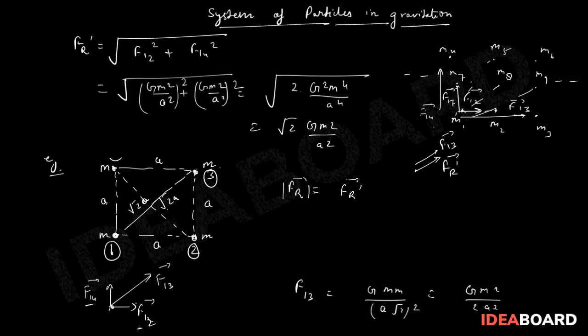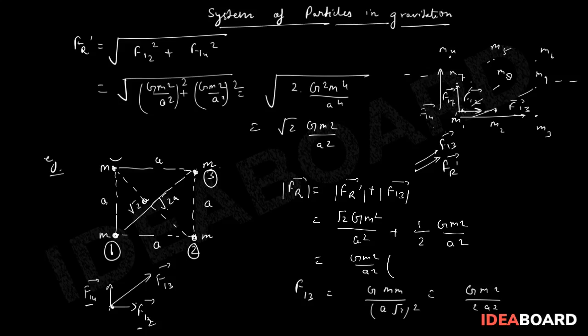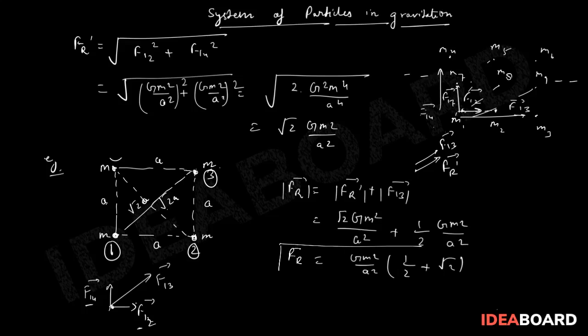So F resultant is F12 plus F13, and then we can directly add the mods. So this will be how much: Gm² root 2 Gm² upon a² plus 1 upon 2 Gm² upon a². So Gm² upon a² is common, and 1 upon 2 plus root 2 is the net force on the particle 1. Clear? I hope you are pretty clear in this question.